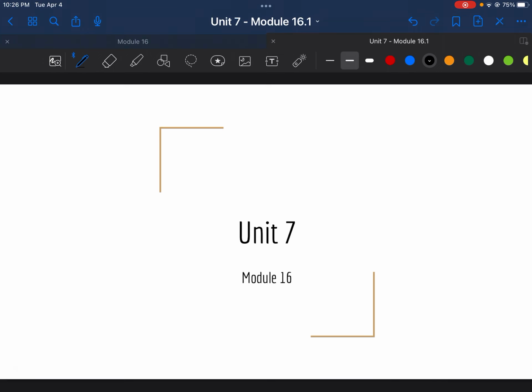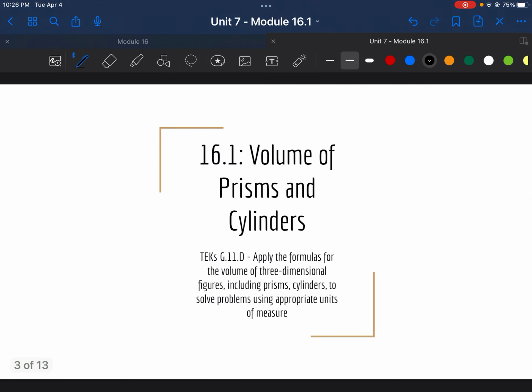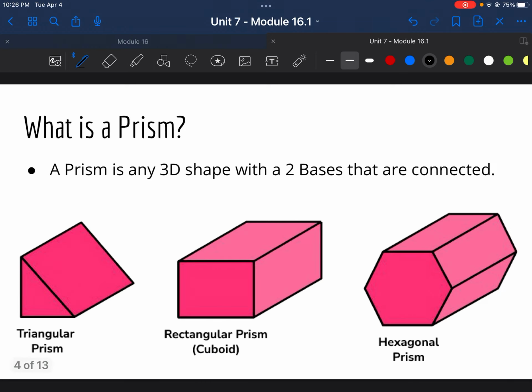Cool. So like I told you last time we were here, this next unit is going to be all about finding the volume of prisms and cylinders and other 3D shapes. This first module is going to be prisms and cylinders. All right, so let's get started. What is a prism and what is a cylinder?